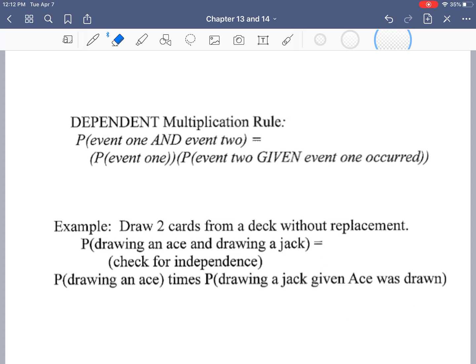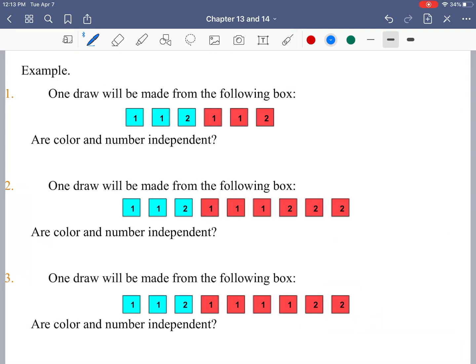Actually, I guess we can do this because it's pretty obvious. So without replacement, getting an ace, there is a 4 out of 52 chance of that happening. And then a jack, there's a 4 out of 51 chance of that happening because they are not independent, so 1 card's already been pulled out. That's all you need to know about that.